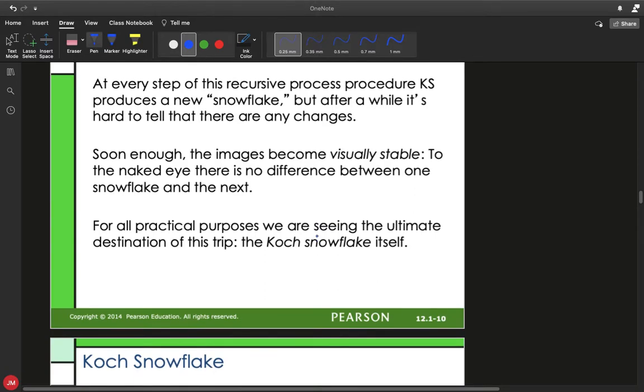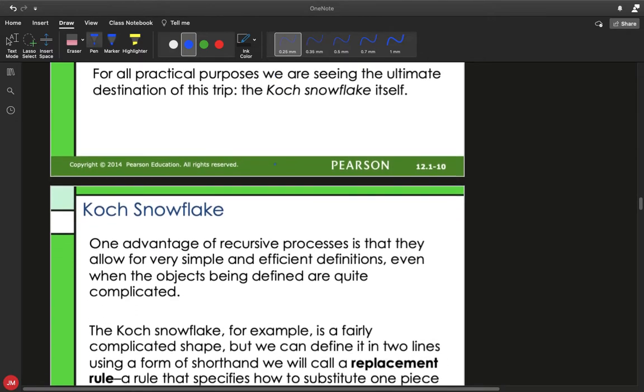And so that's where we will notice the actual Koch snowflake itself, which is, again, the theoretical idea that if you continue to create it over and over again, eventually you'll get to a point where it's basically going to have to be that. It's going to become what's called visually stable. And again, that just means that the naked eye is not going to notice any difference between one snowflake and what it looks like at the next step.